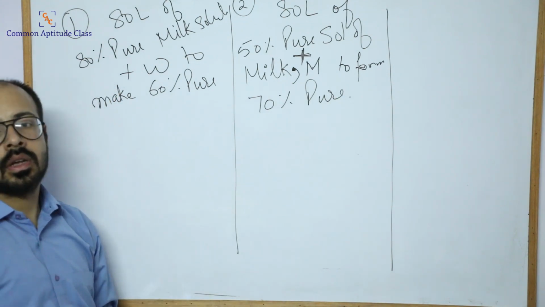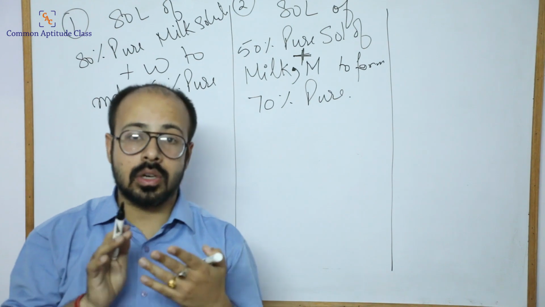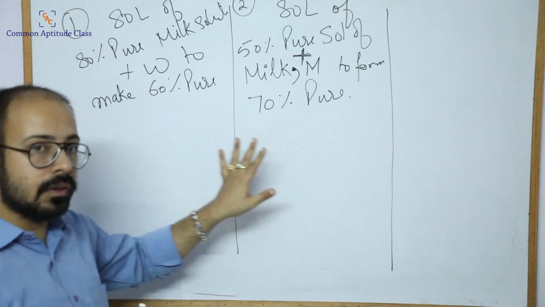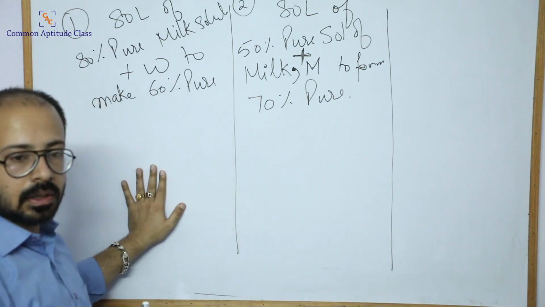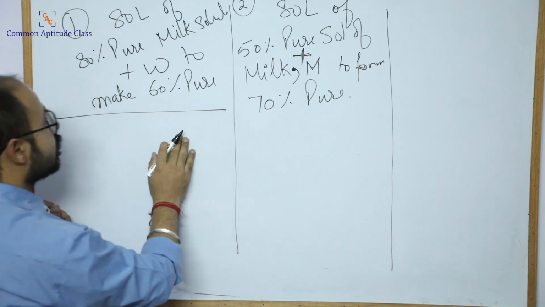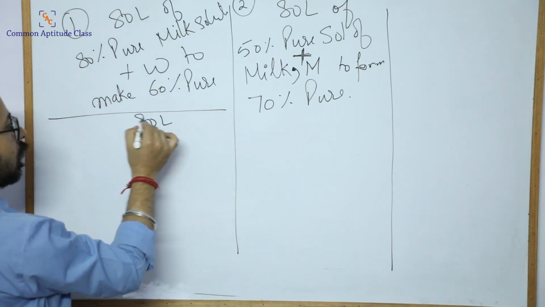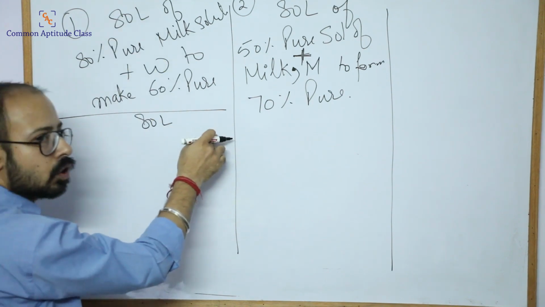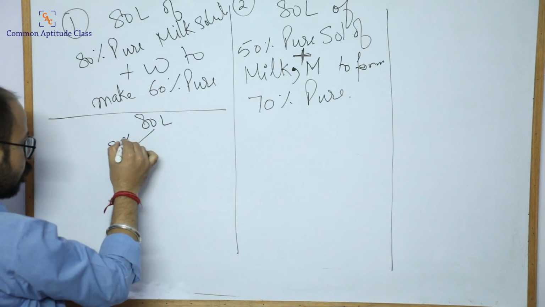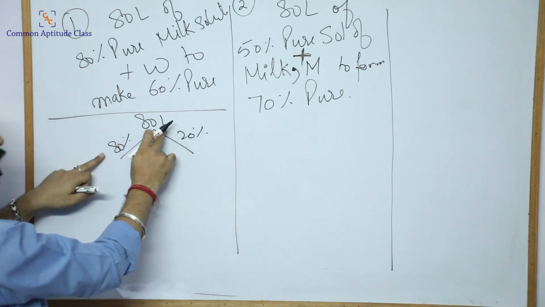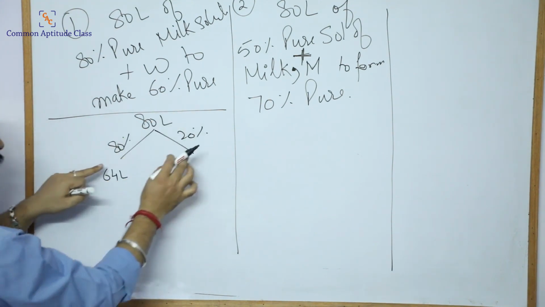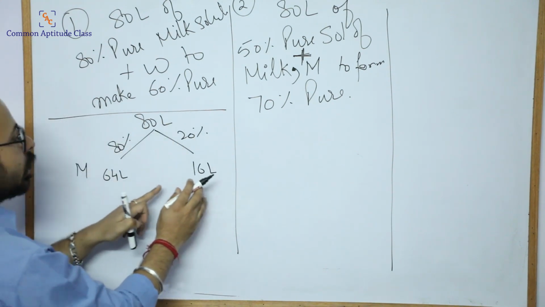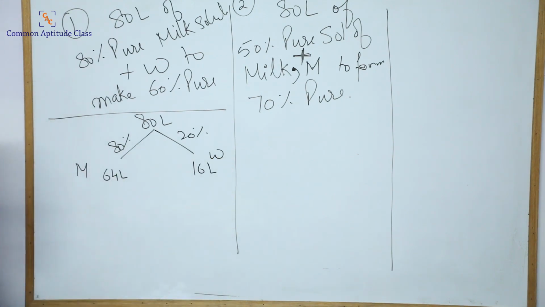Now in these two cases I have to find the quantity or the quality which is constant throughout the journey. So I will solve this one. You will solve this one by seeing this method. So first, 80 liter solution done. 80% pure means 80% of 80 liters is milk, 20% is water. 80% of 80 liters is 64 liters. 20% of 80 is 16 liters. So 64 liters is milk. What is 16 liters? Water. What am I going to add? Water.